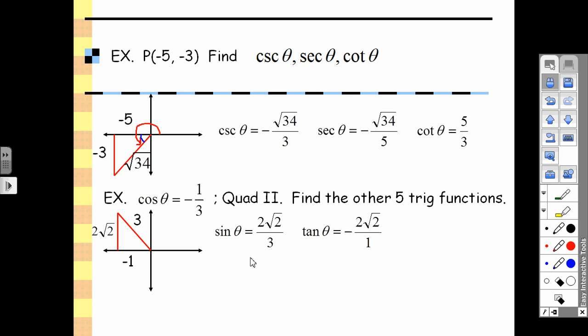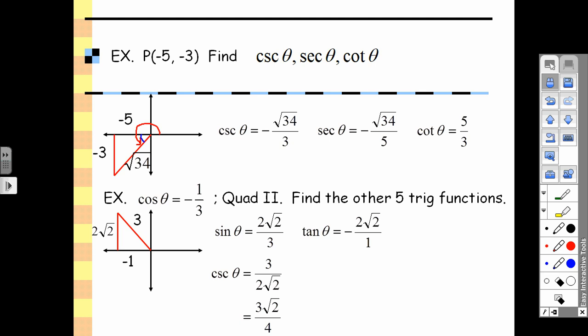Okay, so now let's go through and do the new 3, starting with the reciprocal of sine, which is going to be cosecant. So cosecant, the reciprocal, ends up giving us a radical in the denominator. So then we have to rationalize, and we get 3 root 2 over 4.